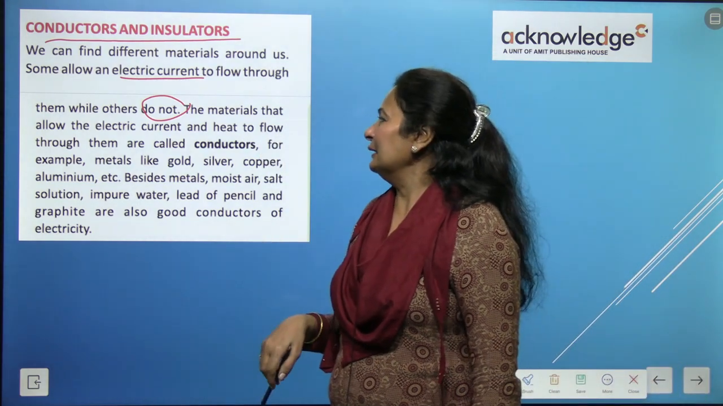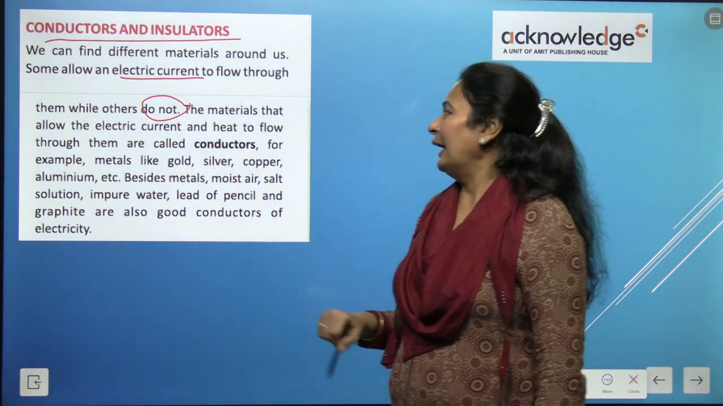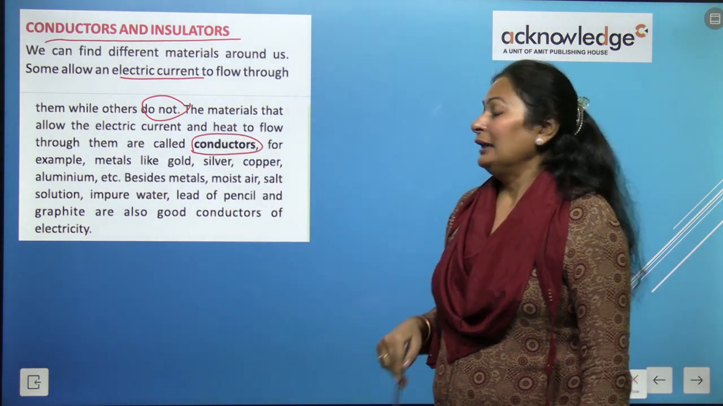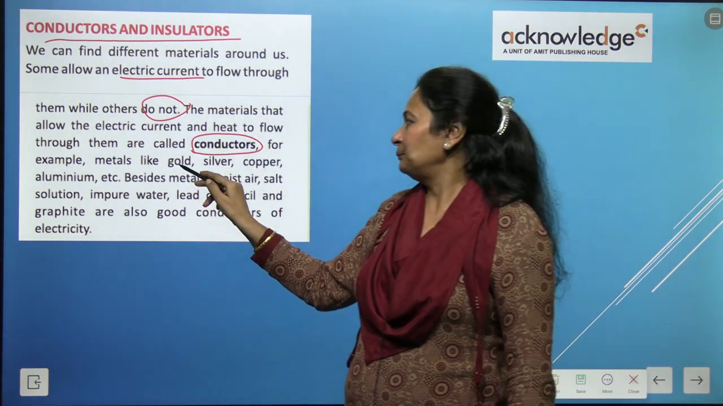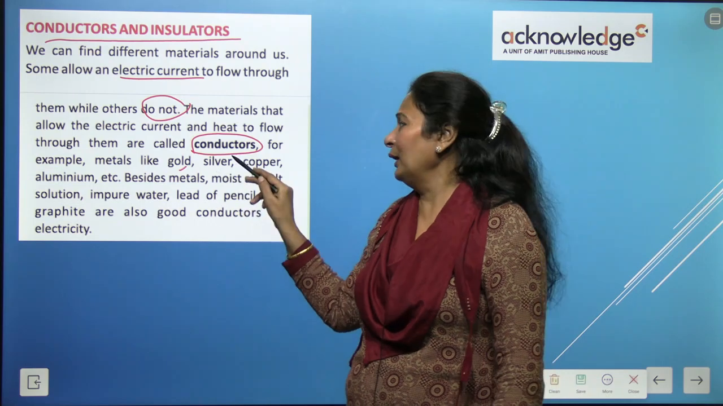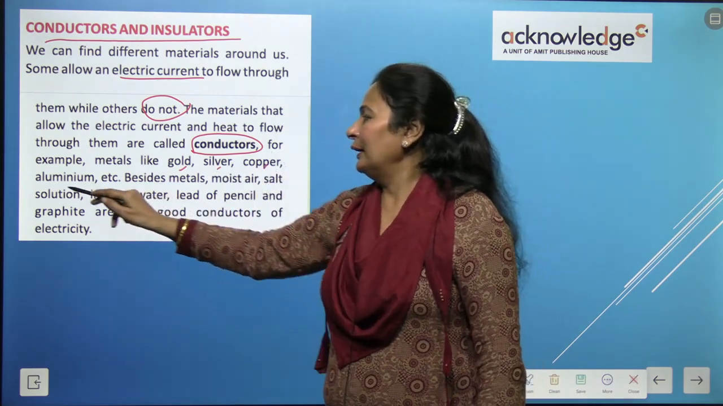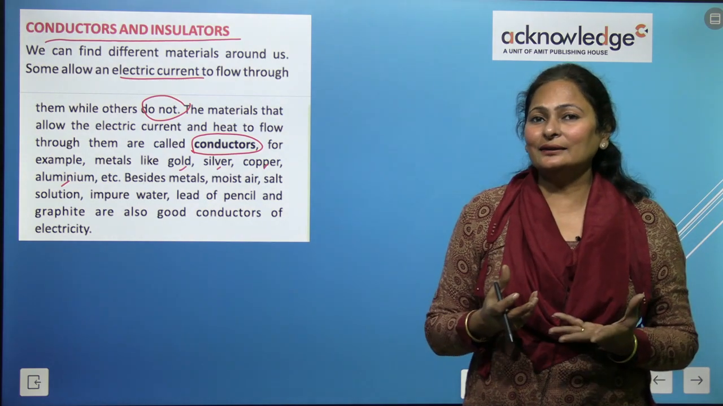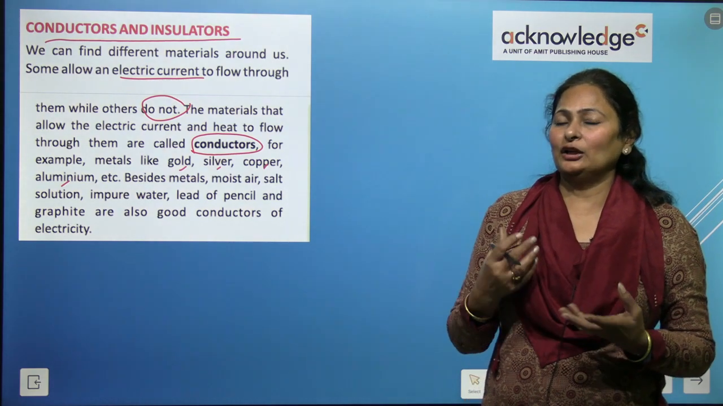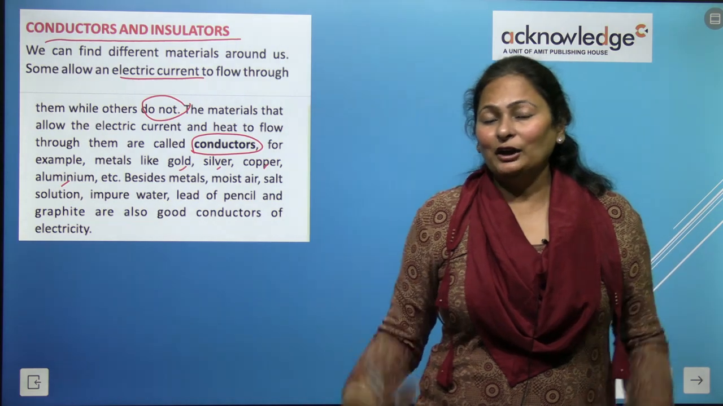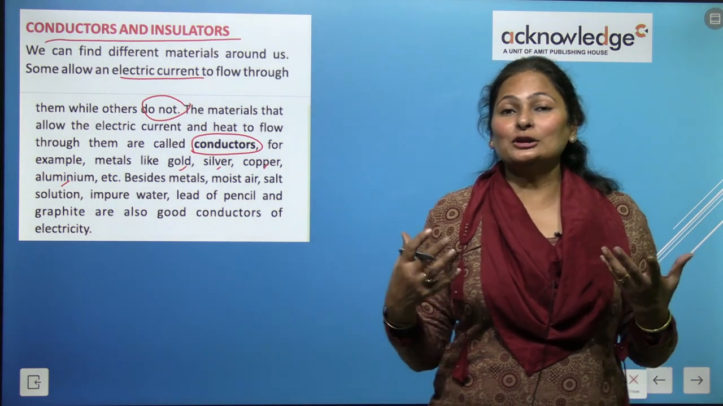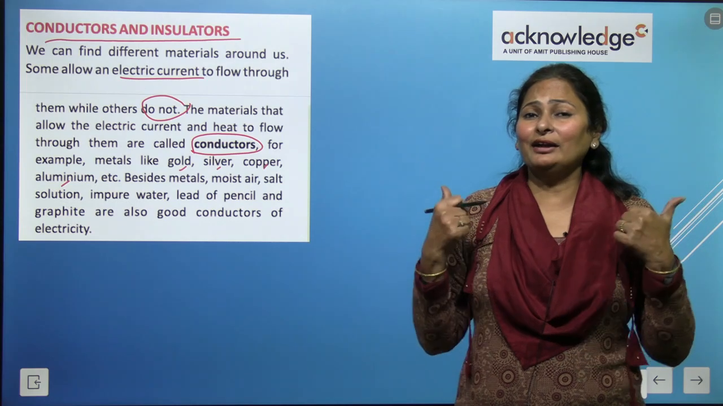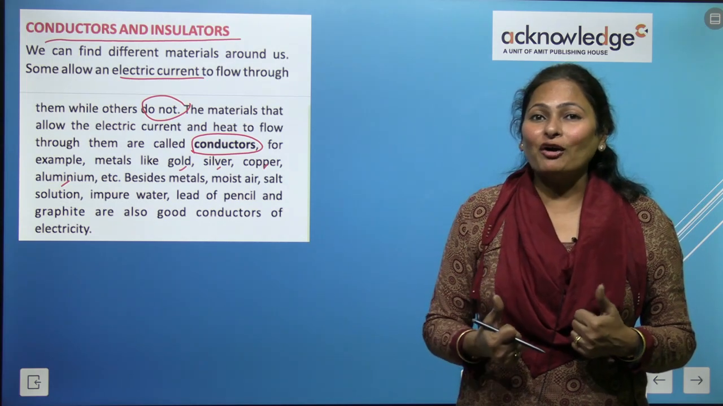The materials that allow electric current and heat to flow through them are called conductors, like metals such as gold, silver, copper, aluminium. These are the conductors of electricity. Even humans, we are also conductors of electricity. That is why we get shocks.